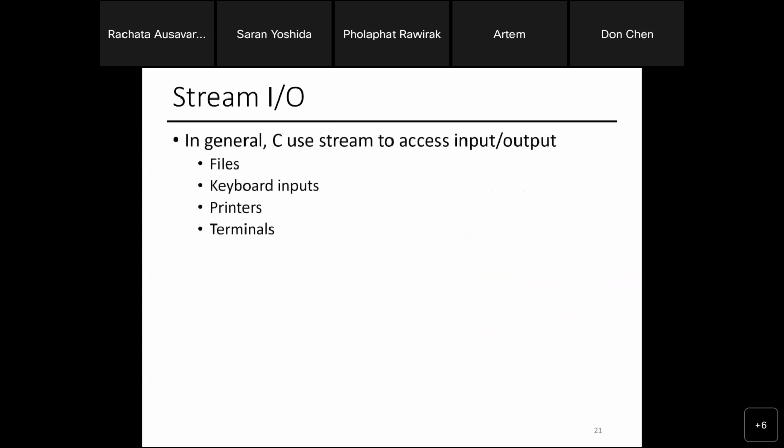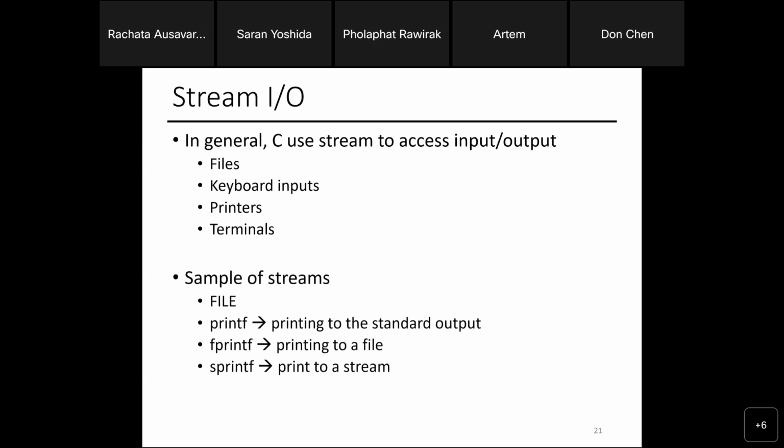In general, C uses streams to access input and output, like files, keyboard input, and output. These are in the stream IO. Samples of things in the stream can be a file or printing to the standard output. Standard output is your terminal. And then you have fprintf to print to a file and sprintf to print to a string.